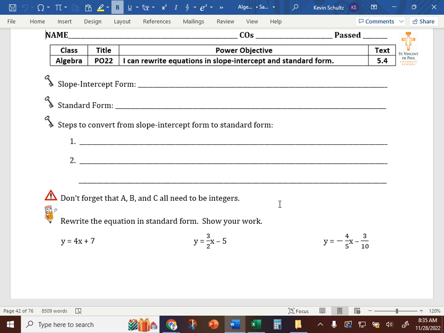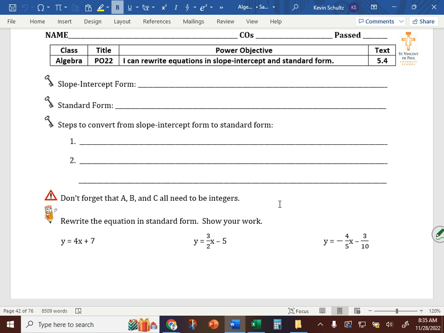Okay. We are starting off the last week of the try and picking up where we left off with PO22. Obviously, this test is going to be a try 2 test, so don't worry about it. Focus on your retakes and your math back and things like that for try 1. But we talked about converting from slope-intercept form into standard form.